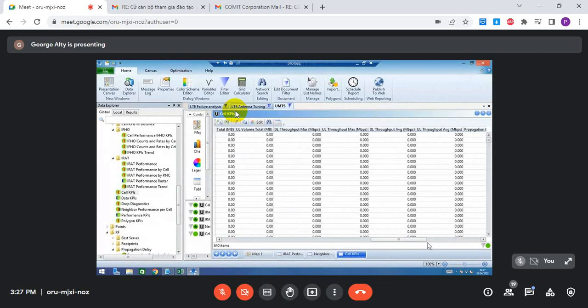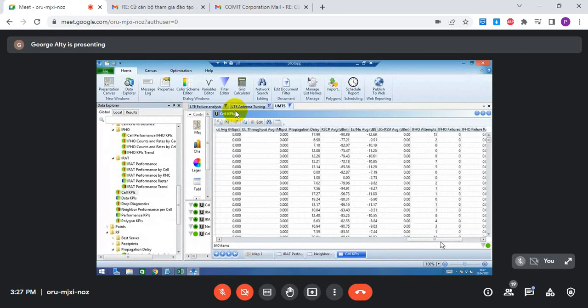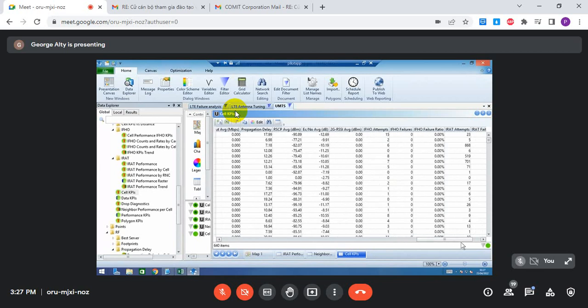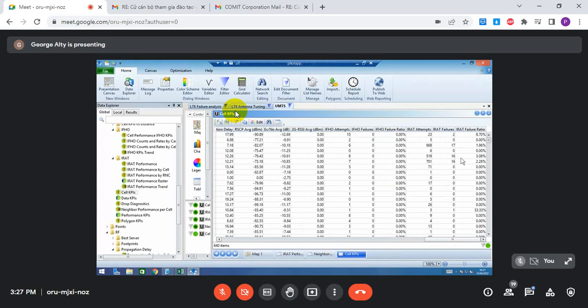So with tables, also, here again, we're looking at cells, and we can look at the radio information here. Okay, so we can start to look at cells that perhaps... That cell there, for example, the ECNO average is a little bit low, so we could sort on that. Lots of other information we can glean from this. Look, IRAT failures again, etc.